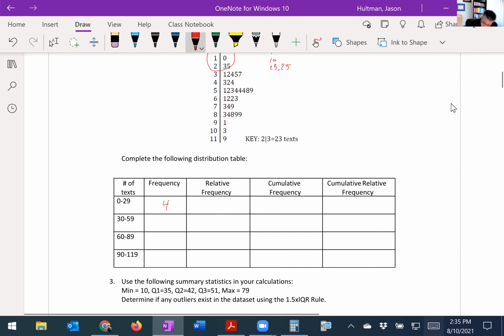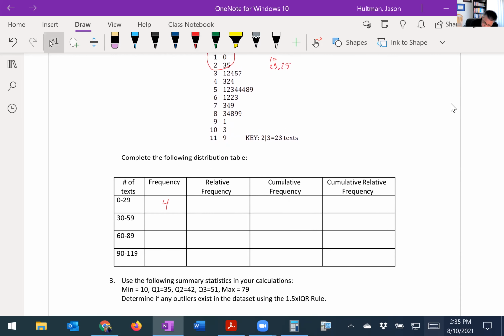30 and 59? Okay, so 30 and 59, we're just going to kind of add up the numbers here. Okay, so how many numbers are on the right side? Well, there's 1, 2, 3, 4, 5, 6, 7, 8, 9, 10, 11, 12, 13, 14, 15, 16. Okay, 16 values that have a stem of 3, 4, and 5. Okay, what about the next one here?